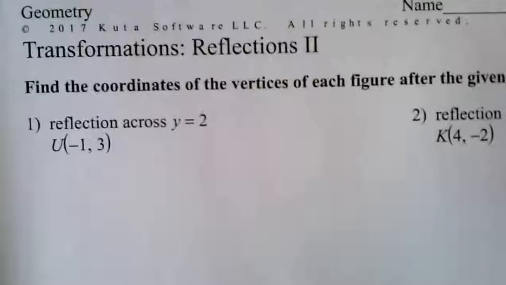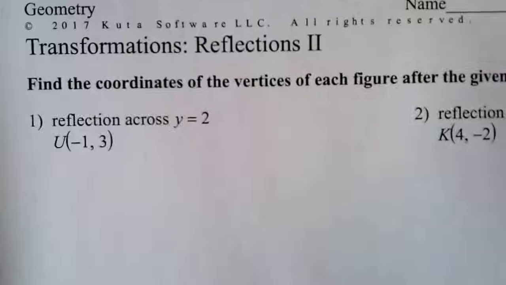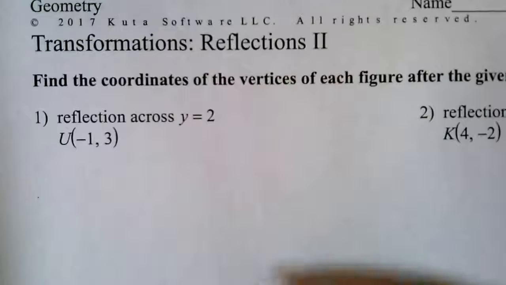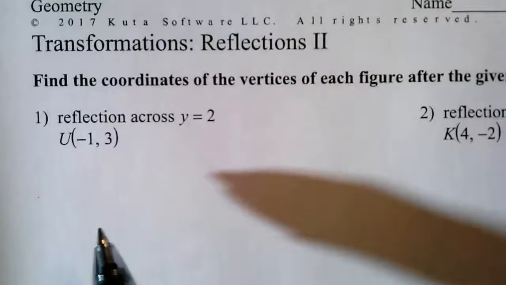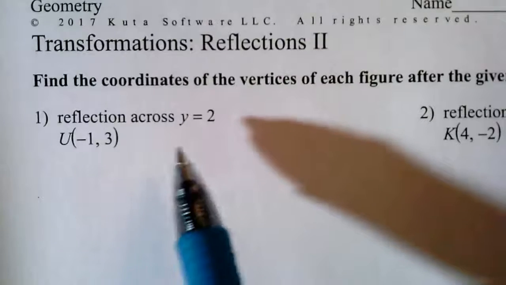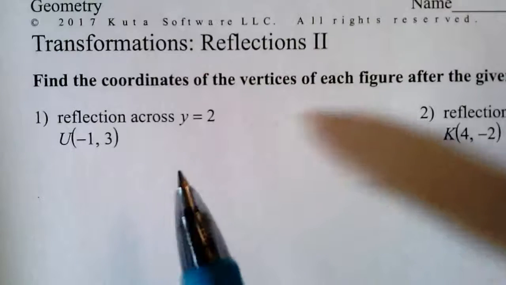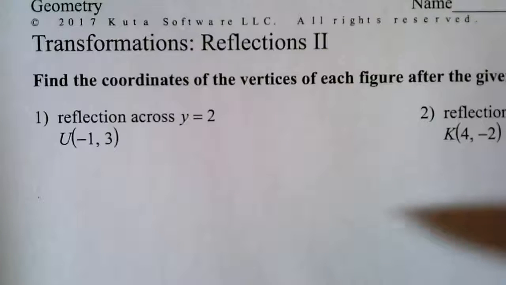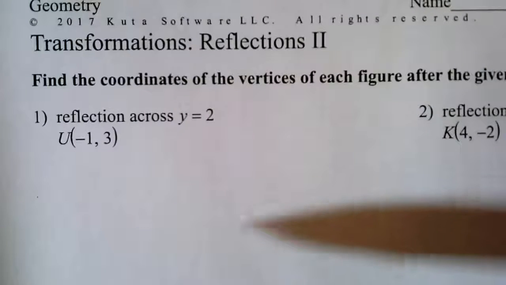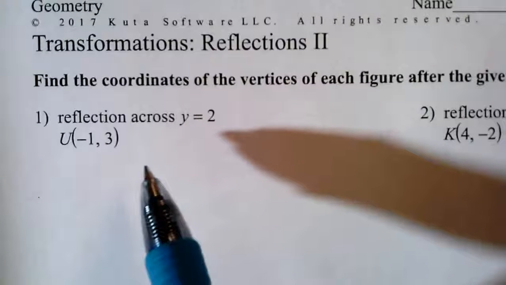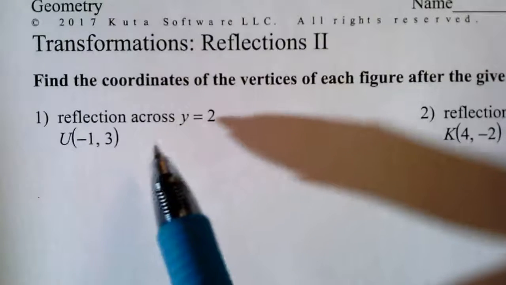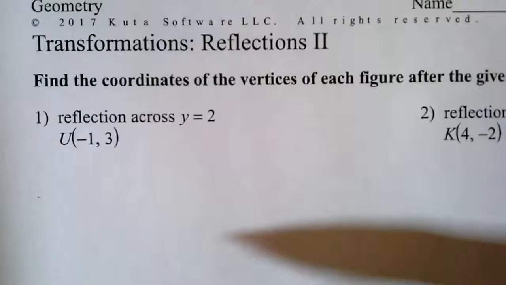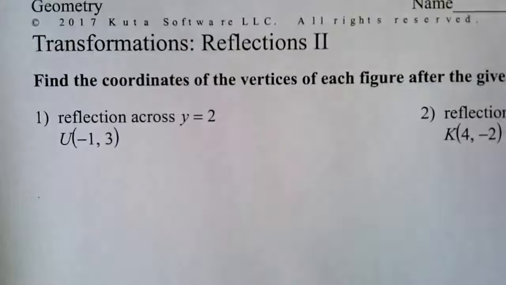Alright, now we're working on transformations again, more reflections. In our last set we were reflecting shapes across either the axes, or across lines like y equals 2, or across the line y equals x, or y equals negative x, which were two diagonal lines passing through the origin. Here, I give you one point and the description, and you've got to figure out what the coordinates of the new point are. So let's take a look here.